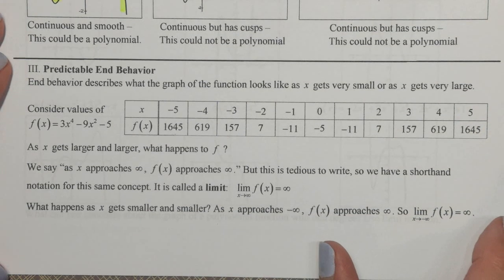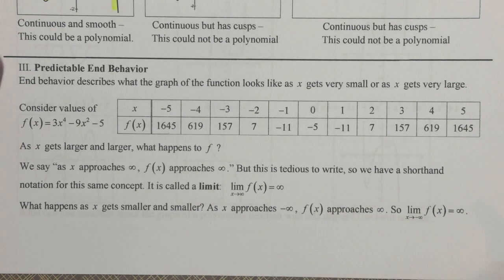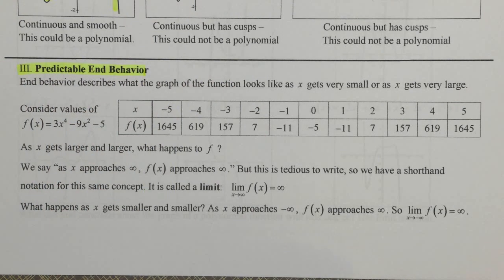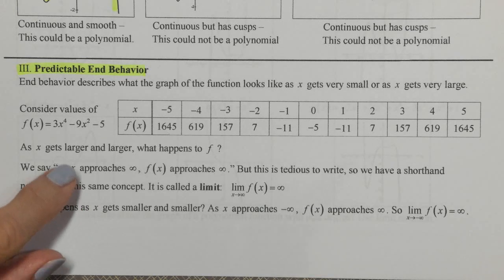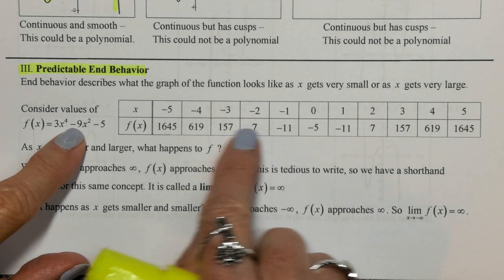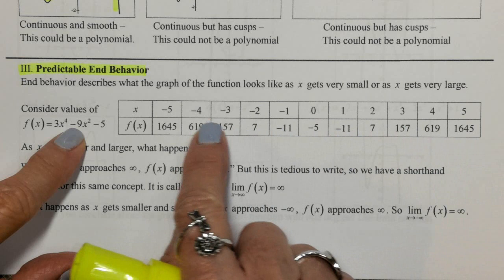The next feature of all polynomials is that they have a predictable end behavior. We know what the ends are going to look like for every polynomial. Let us consider this function here, and I got some values of it.